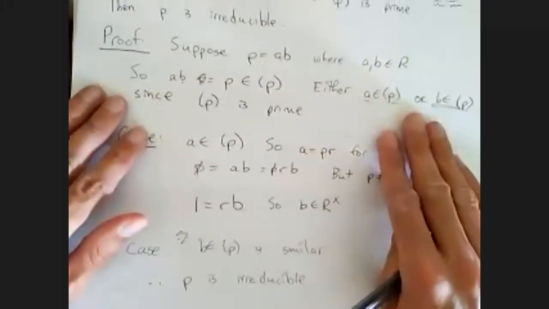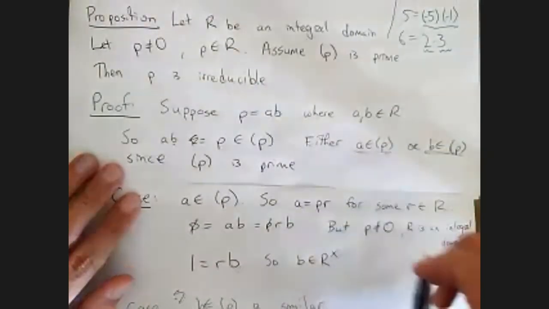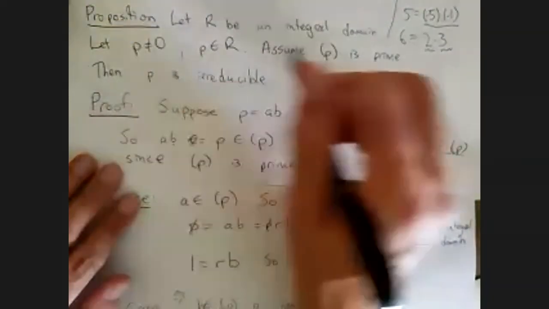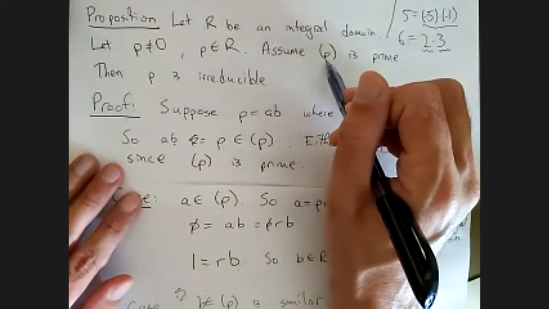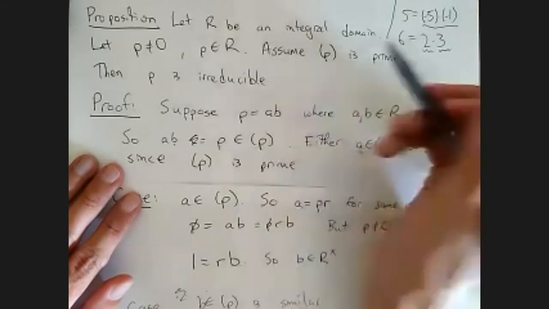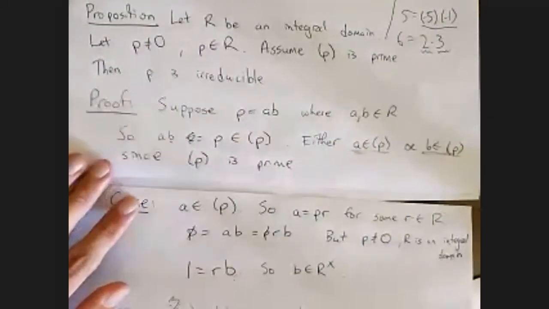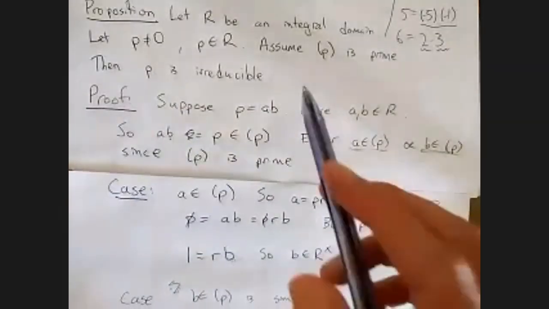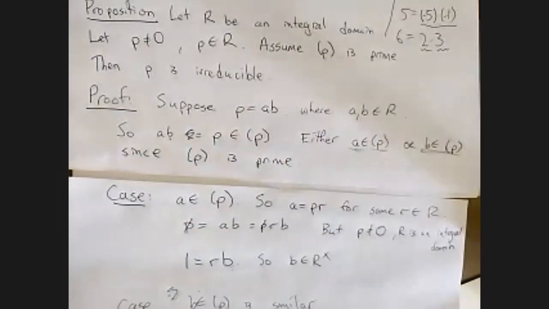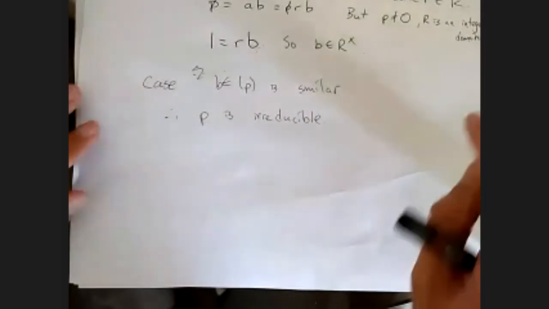So irreducible elements and prime ideals. The converse of this proposition, let me go back up to the proposition. If P is irreducible, it's not necessarily true that P generates a prime ideal. You need to add in another condition on R, and the condition that you need to assume is that R is a principal ideal domain. So the converse is not actually true as stated. Let's look at what is true.